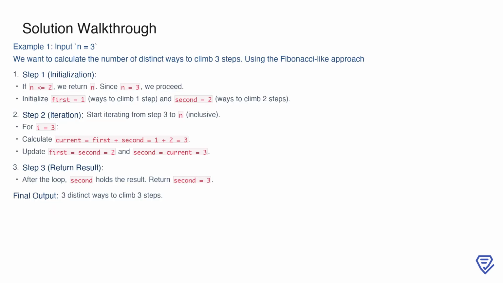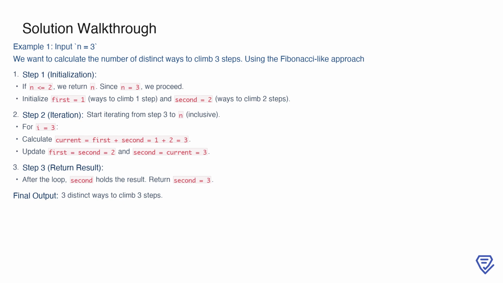To solve the problem with an input of n equals 3, we aim to find the number of distinct ways to climb 3 steps. The approach we use here follows a Fibonacci-like sequence. First, we initialize our base cases. If n is less than or equal to 2, we can simply return n, as there are n ways to climb those steps. However, since n is 3, we proceed. We initialize two variables, first is 1, representing the number of ways to climb one step, and second is 2, representing the number of ways to climb two steps.